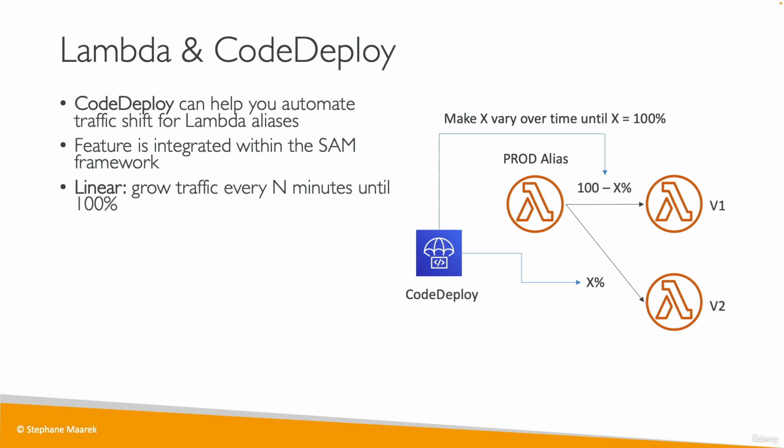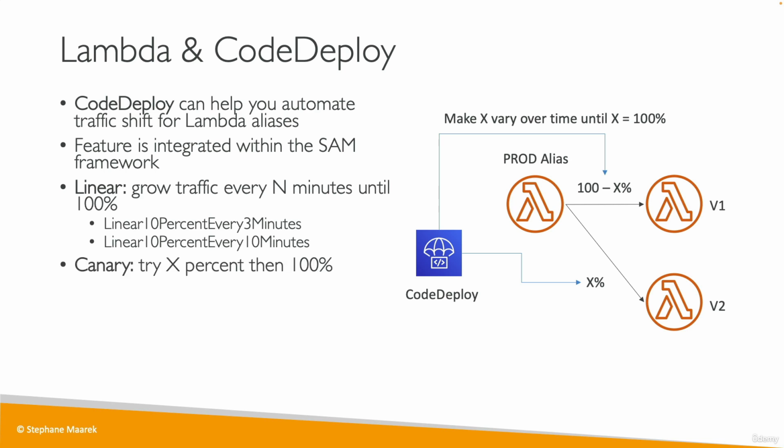So you have different strategies. You have the linear to grow traffic every n number of minutes until 100%. So it's linear growth. You have, for example, 10% every 3 minutes or 10% every 10 minutes. And you can try canary as well to try a small amount of traffic for, say, 5 minutes, so 10% for 5 minutes. And then if everything is stable and no rollback happens, then switch all the traffic over. So it's a bit quicker, and you just test a small subset. That's why it's called canary. So you get canary 10% 5 minutes, or canary 10% 30 minutes, and so on.